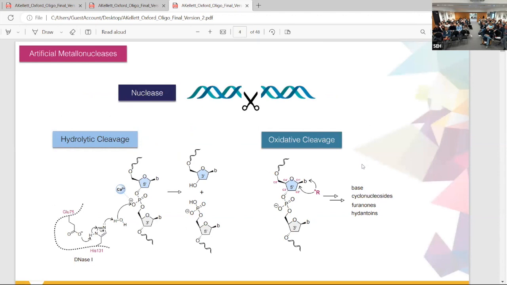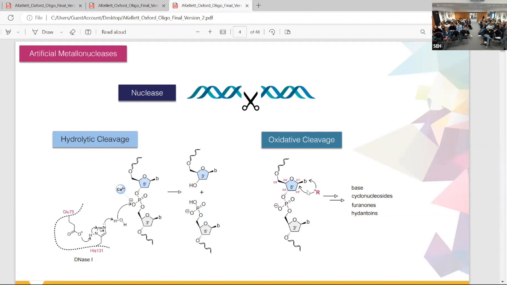So some of these compounds, the copper compounds, behave as artificial metallonucleases. And we know what a nuclease is. It's an enzyme that cleaves the chains of nucleic acids into individual components. There are two main mechanisms by which nucleases operate. One is through hydrolytic cleavage. This leaves intact 3' and 5' positions, which are, I suppose, amenable to religation.